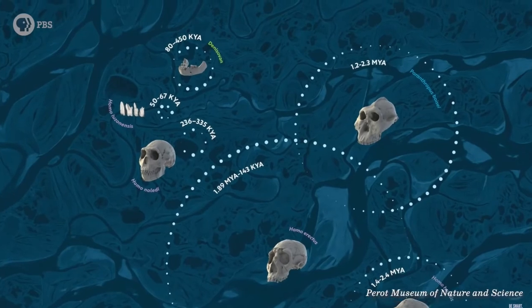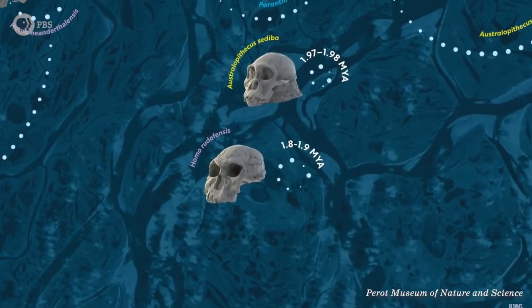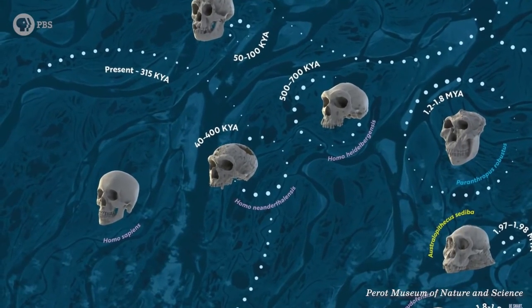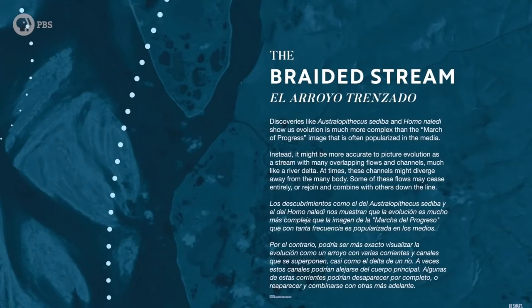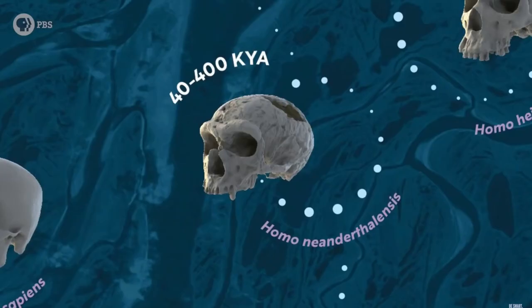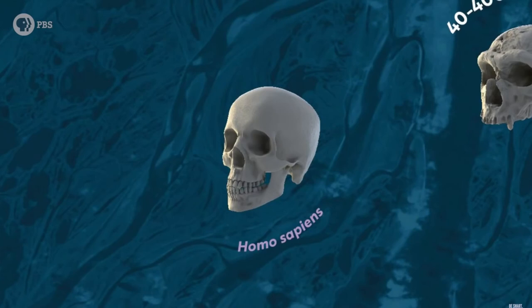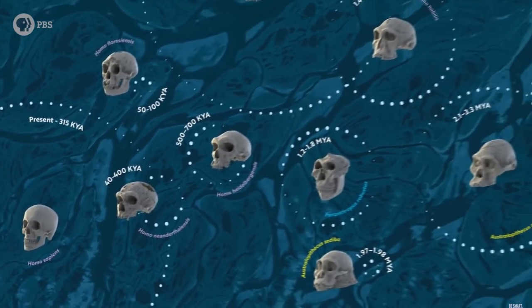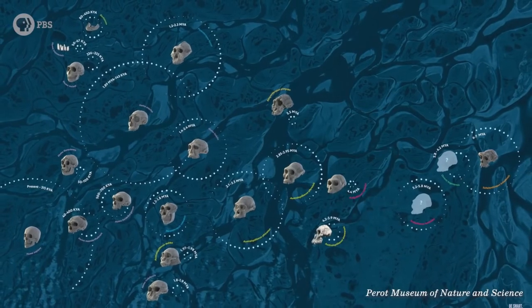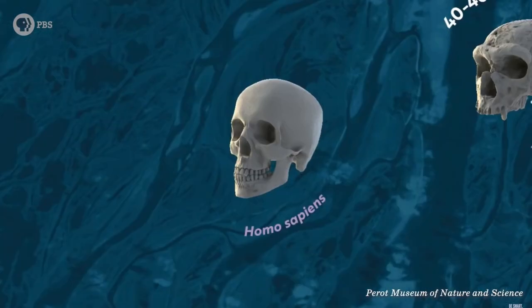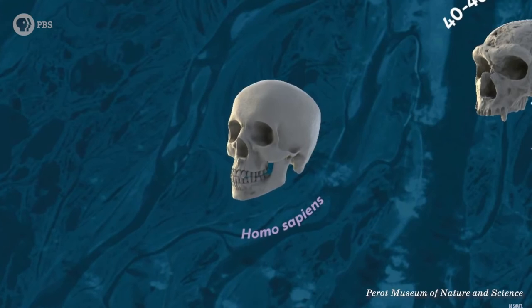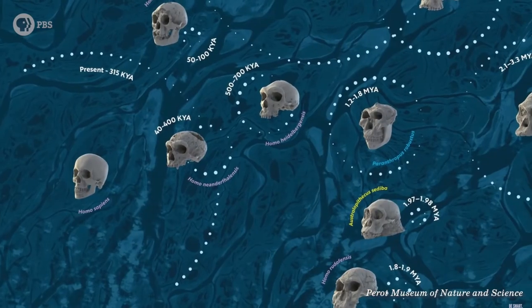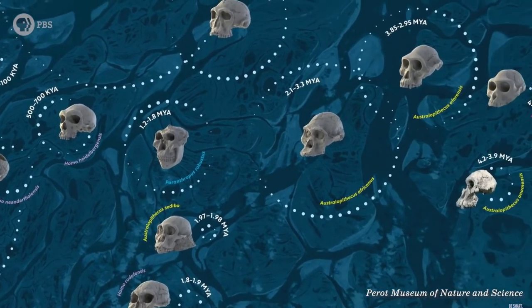So the human story of evolution and our migration is really weird. It's not a simple linear march of progress that was popularized by the media. It is more complex than that. It is like a braided string. I'd like to introduce you to the evolutionary model of the braided string.